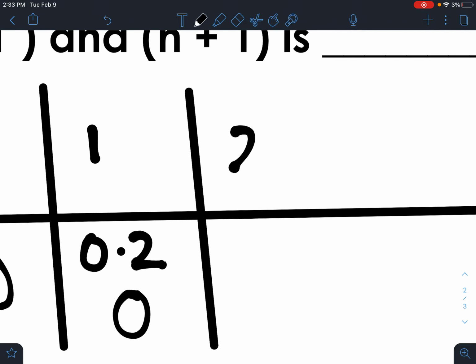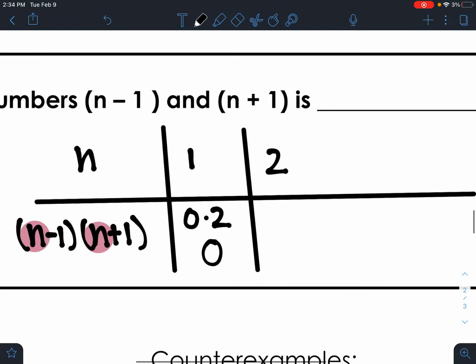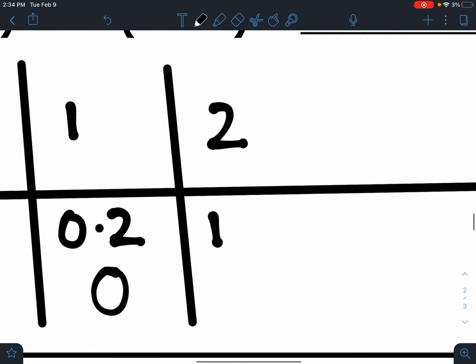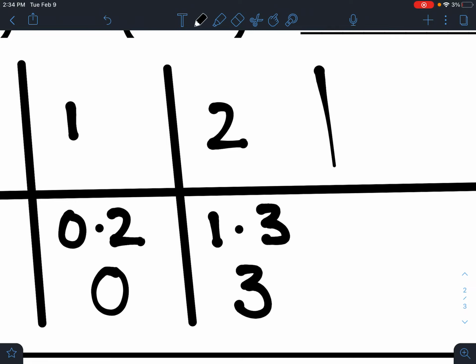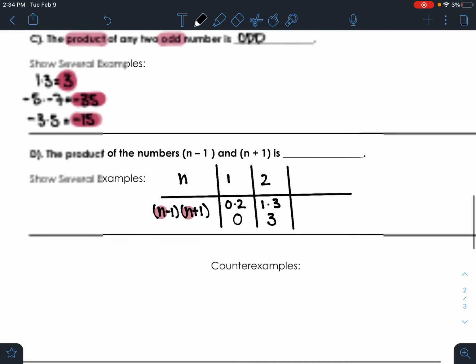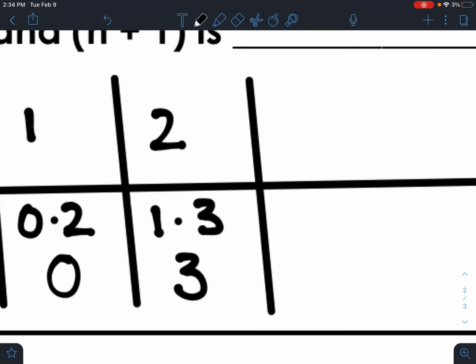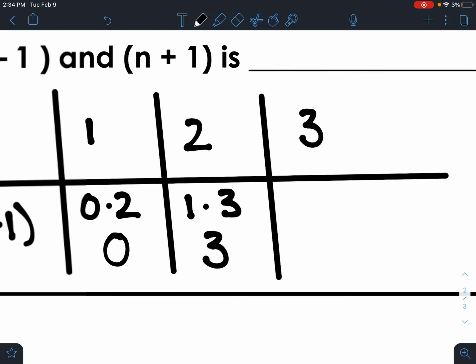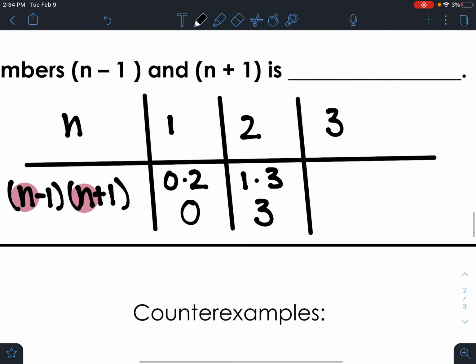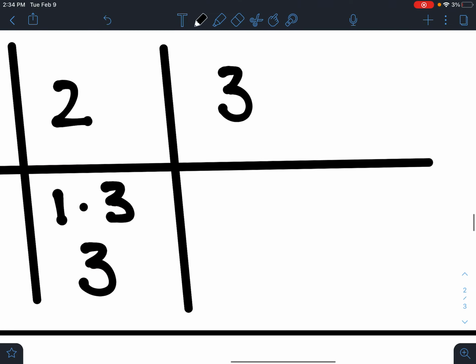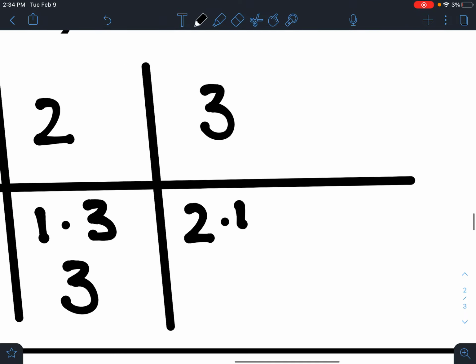Let's pick another number, though. Let's say 2. So if I plug that 2 in, I'm going to have 2 minus 1, which is 1, times 2 plus 1, which is 3. So multiplying those together, I get 3. Let's do 2 more. So let's take a 3 and plug it in. 3 minus 1 is going to give you 2, times 3 plus 1, which is 4. And I'm going to get 8.